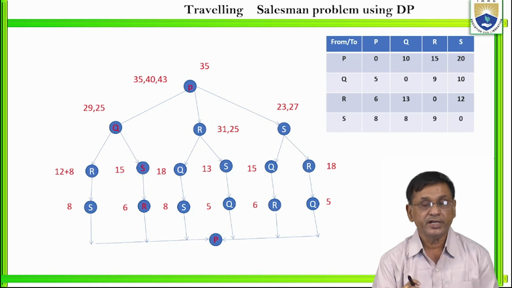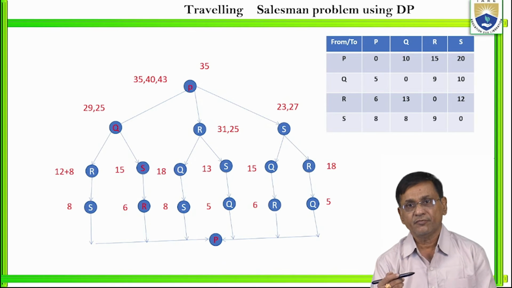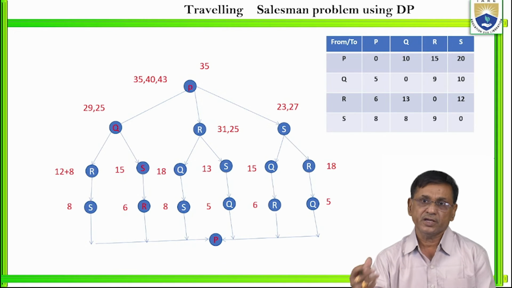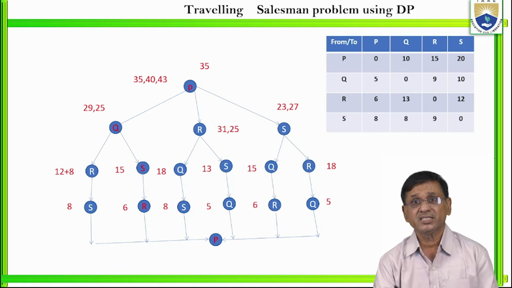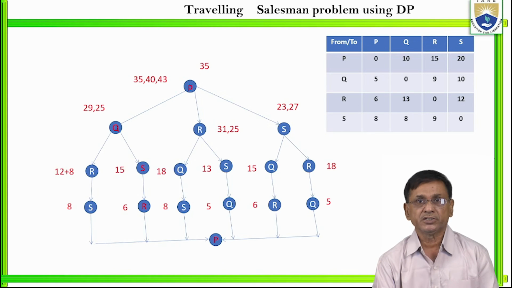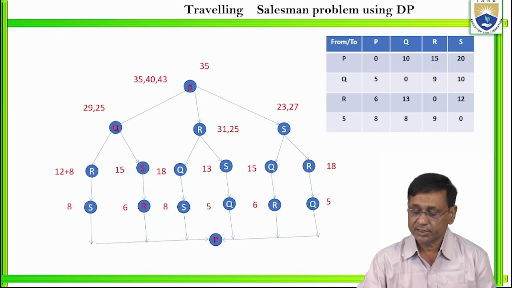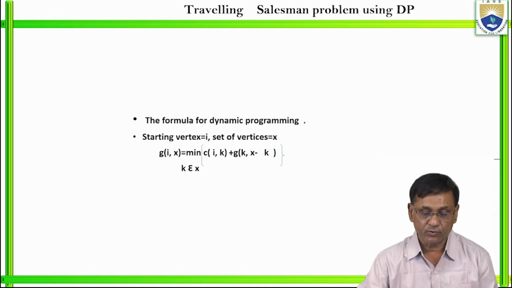So based on the state space diagram, we can write the formula for the dynamic programming. So by using that formula, we can find out the solution. Without using this state space diagram, we can find out the solution. But this state space diagram is useful to develop the equation. Once the equation is developed, then we can find out the solution. So the formula for dynamic programming.